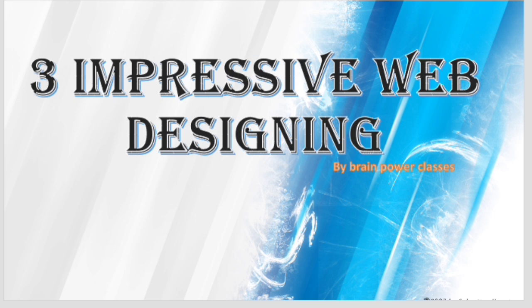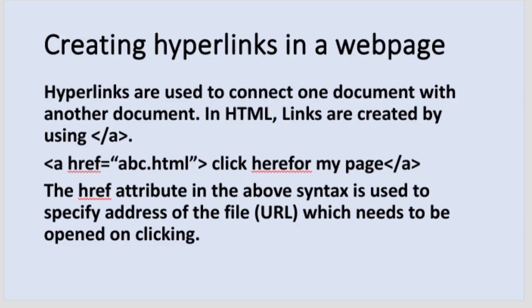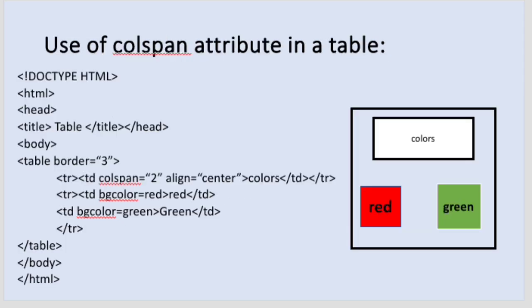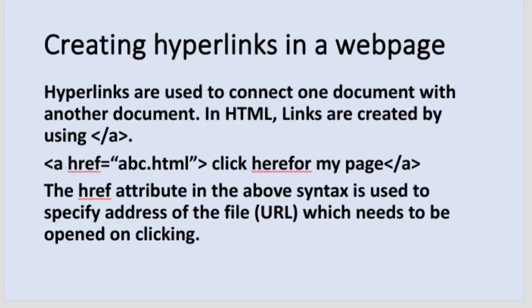We had already seen about the impressive web designing. In that we have seen about introduction and how to create form and various physical tasks of impressive web designing. So we have to start further with creating a hyperlink in web page. In previous lecture we have seen use of col span attribute, row span attribute. Now we are going to see creating hyperlinks in a web page.